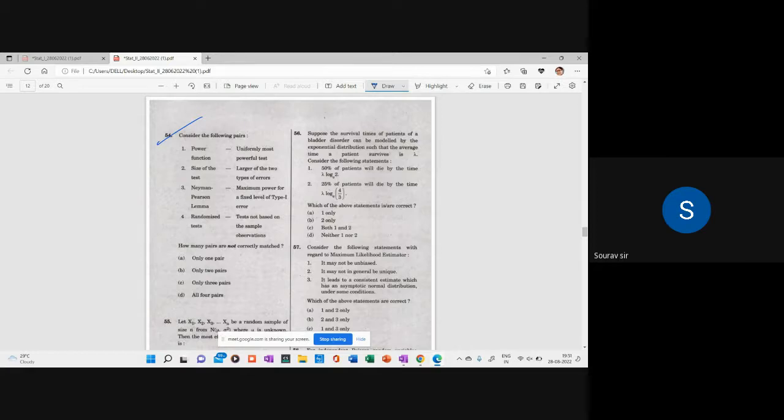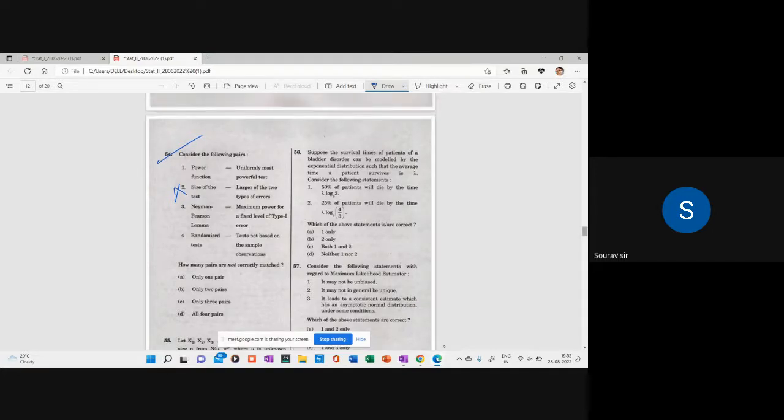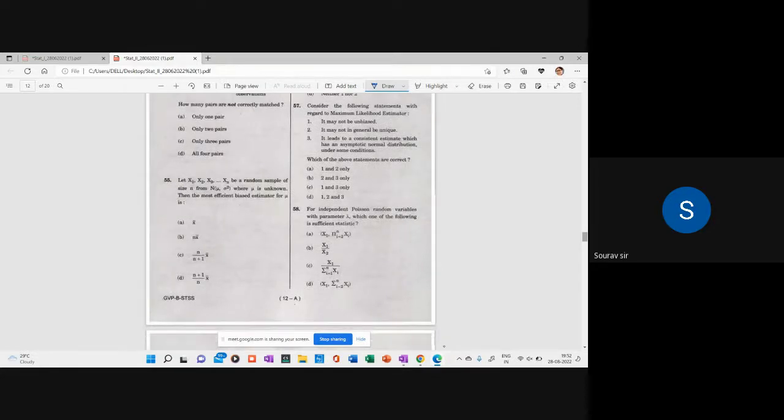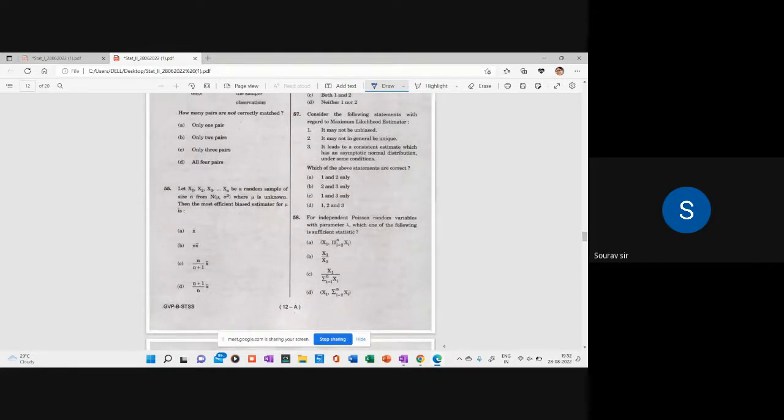So, basically, size of the test, we can't say like this larger of the type of errors. It is basically type 1 error. So, it is not matching. Power function is uniformly most powerful test. It's not like that. So, randomized test is matching. So, we can say at least only two pairs are not matching. So this was something a very small one. Yeah, we can go for this sum.